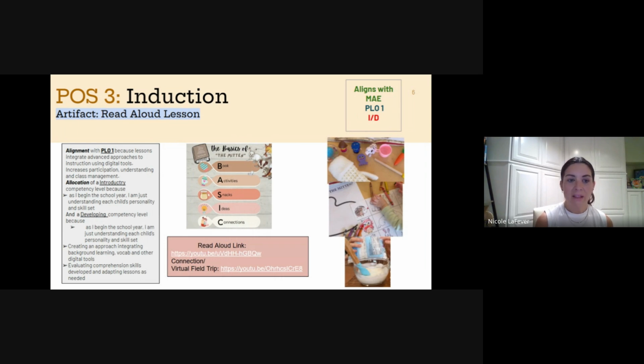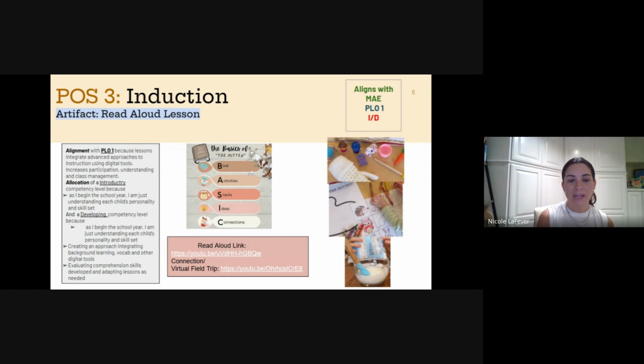Another artifact that aligns with PLO1 is read aloud lessons. So I put this as a PLO1 alignment because lessons integrate advanced approaches to instruction using the digital tools as well, increases participation, understanding, and class management too. How I do a lot of my lessons is still based on that. I do modeling, explicit teaching, the we do, and then they do their own independent practice on their own.